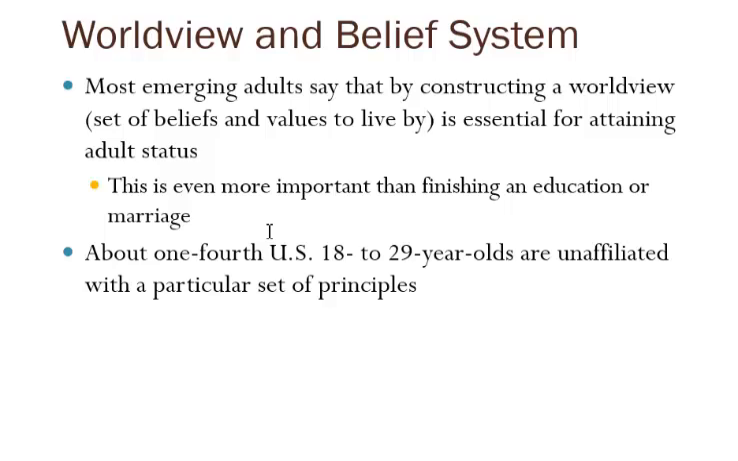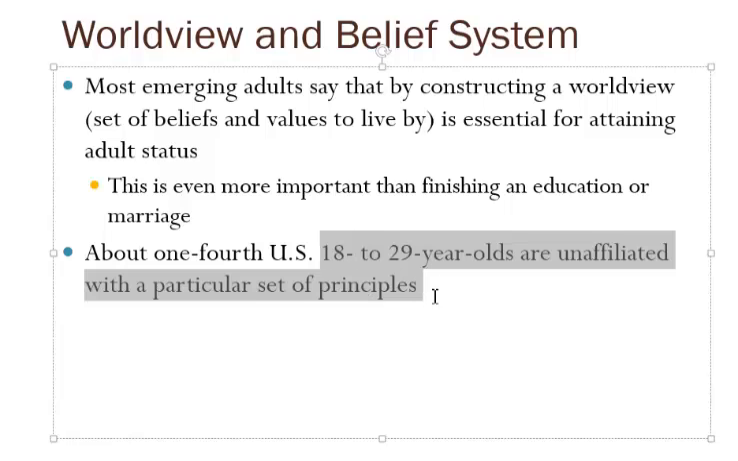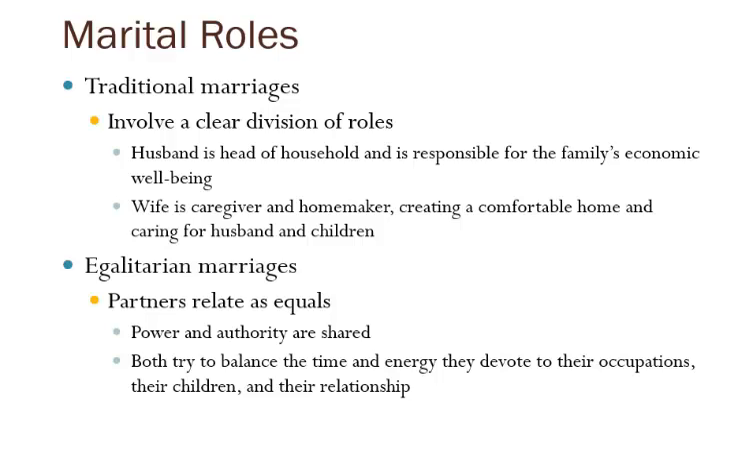People, once they reach the age of 20, 21, 22, something like that, very often they're kind of set in their ways. Of course, you could change, you could improve, but people probably change more in terms of their attitudes between the ages of 14 and 20 than between the ages of 20 and 80. Let's just put it that way. So about one-fourth of young adults, 18 to 29-year-olds, are unaffiliated with a particular set of principles, based on the idea that they may not have established a particular belief system.